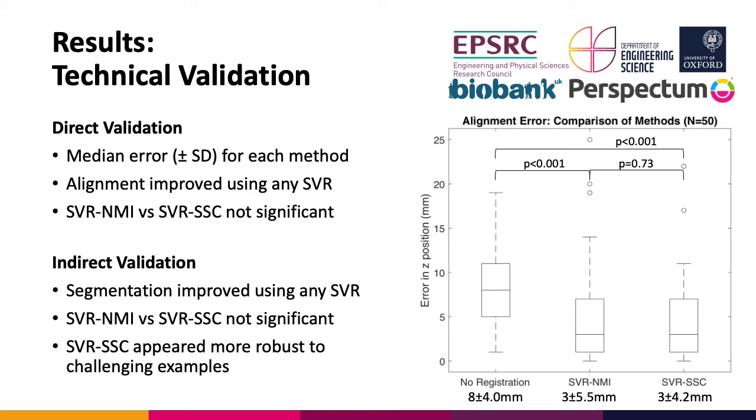Similarly, for the indirect validation, the segmentation overlap with reference annotations improved using either of the two SVR methods. The difference between methods was not significant, though SVR-SSC appeared more robust to challenging examples. You may find the plots for the indirect validation as well as the challenging example in the paper.